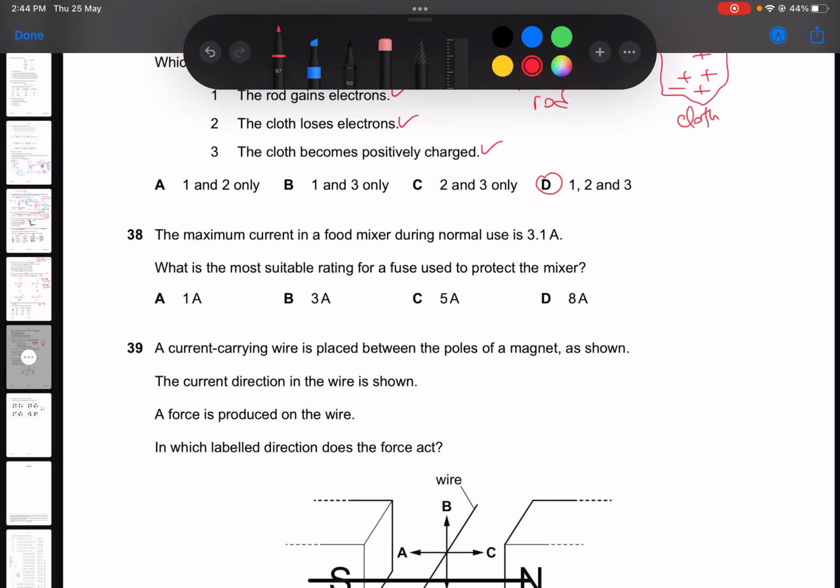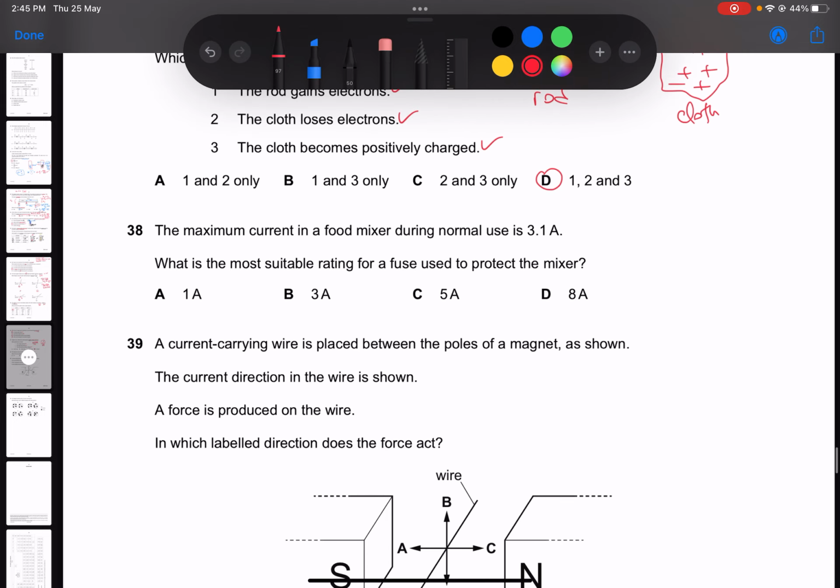All right. Three more questions left. Okay, cool. The maximum current in a food mixer during normal use is 3.1 ampere. What is the most suitable rating for the fuse used to protect the mixer? Imagine you have a mixer with that 3.1 ampere, and the fuse just blew, so you have to replace it now. If you had these options, which one would you choose? Now you cannot choose one.